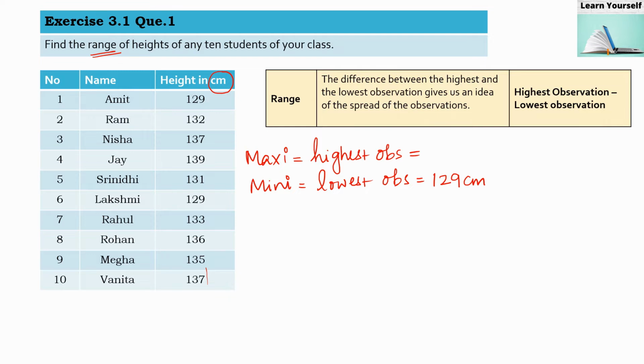Now we are going to find out the maximum height, the highest observation. So 132, 137, 139. So this is the highest till now. 139, yes. This observation is the highest among all, 139 centimeter. So let us find out the range for this data. 139 minus 129 will give us 10 centimeter range. So this is going to be the range.